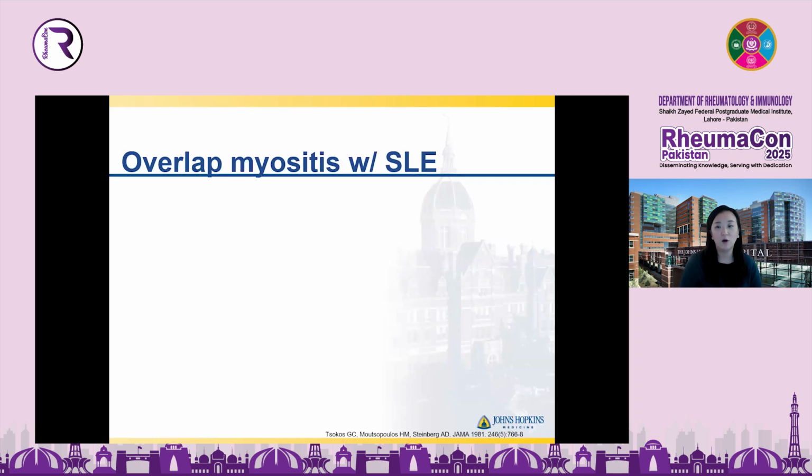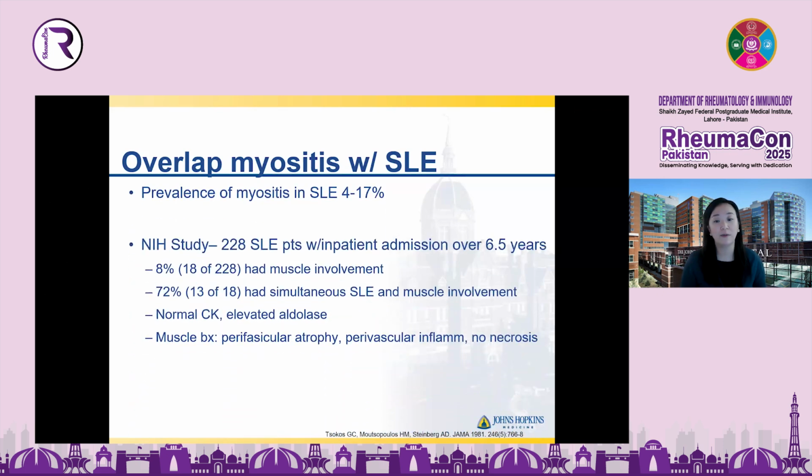All right, so now I'm going to move on to overlap myositis with lupus. Still not that much data. And I think the reason is because patients with lupus tend to have so many other organ manifestations that can be driving their disease, like lupus nephritis or CNS lupus. But it is something we should really think about. And a lot of these patients are already on steroids, which sometimes makes it harder to diagnose or do a muscle biopsy.